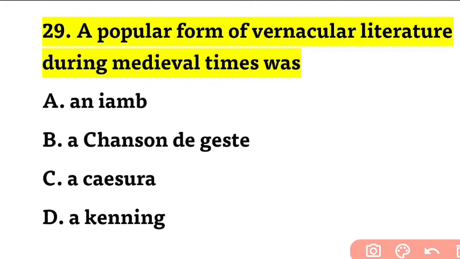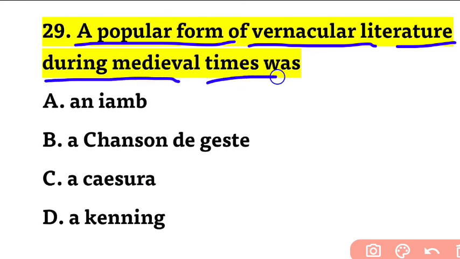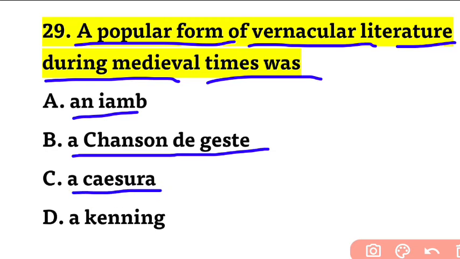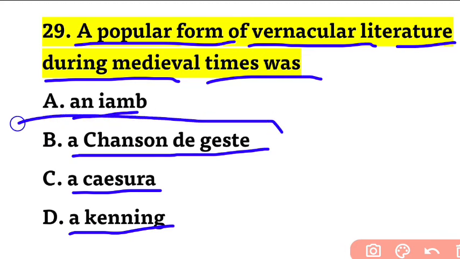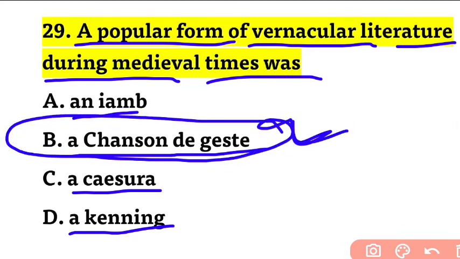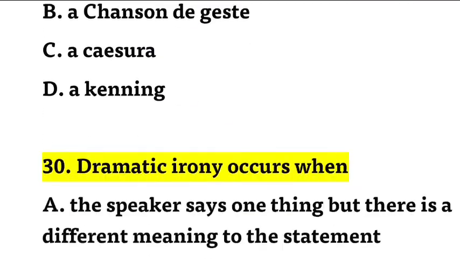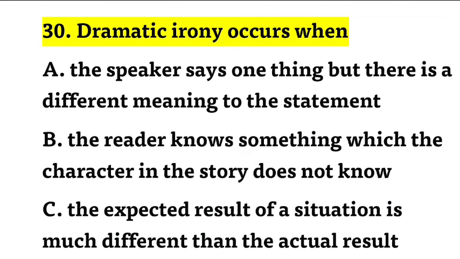A popular form of vernacular literature during medieval times was: an iambic, a chanson de geste, a caesura, a canto. What will be the answer? The answer will be a chanson de geste. Next question, and last question.